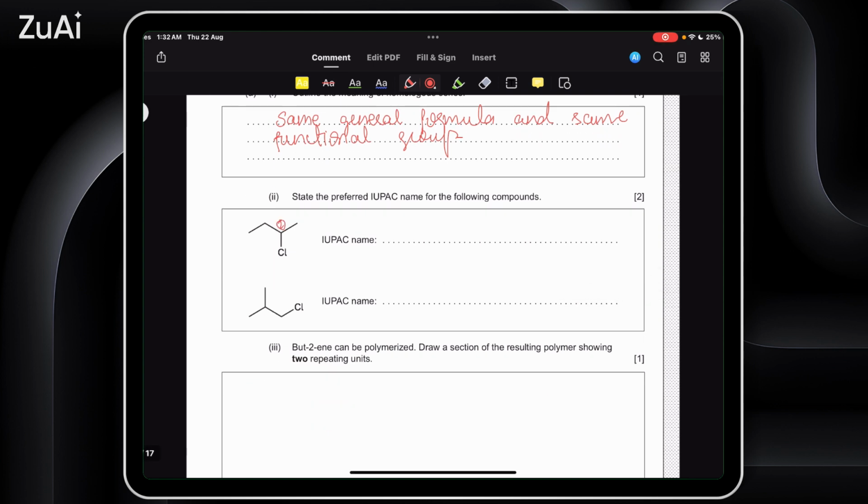Chlorine is present at the second carbon. It should be 2-chloro. Now we have the methyl group. So we have to start the numbering from chlorine. So that's the first carbon, second, third. So 1-chloro, 2-methyl, propane.